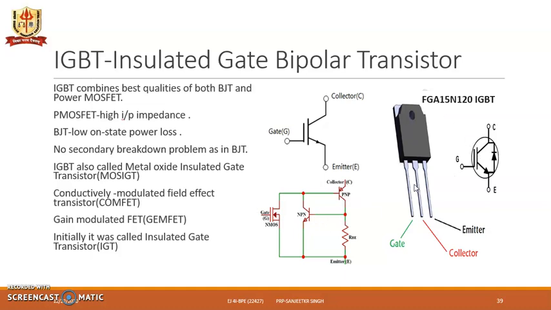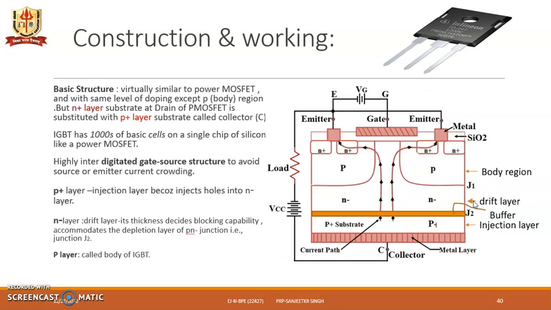Here is one of the IGBTs, the FGA15N120 IGBT, with the first terminal as the gate, the second as the collector, and the third as the emitter terminal. And some IGBTs are manufactured with a freewheeling diode connected across the collector and emitter for additional advantages.